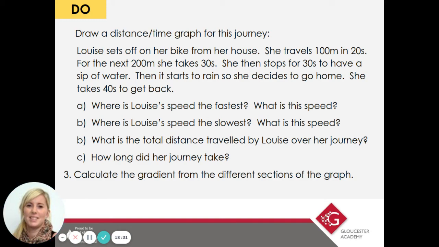Okay then, so we need to start thinking about these answers. And again, I'm really sorry, but I don't know why I've forgotten to put the review in for this. So where is Louise's speed the fastest? I'm going to start thinking it's when she tries to go home. So to go home, she travels 300 meters in 40 seconds. So I'm just wondering if that is the fastest section. Let's get my phone out quickly.